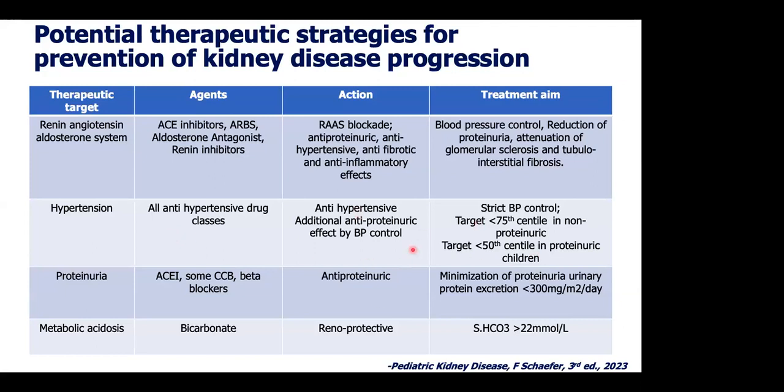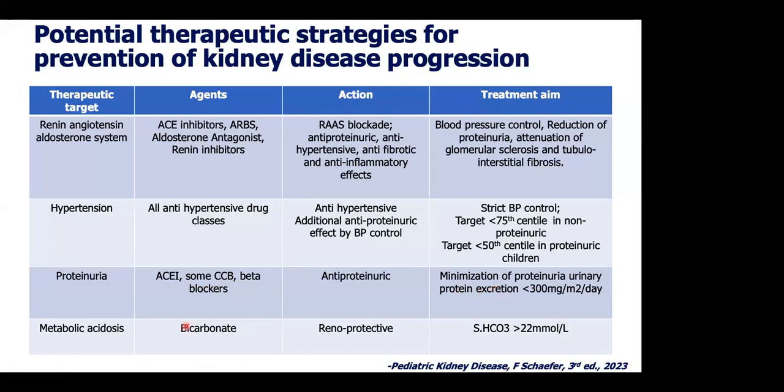The targets for BP control in chronic kidney disease: for those who are non-proteinuric, the target would be less than 75th centile. Those who are proteinuric, it is better to control much more strictly, that is less than 50th centile. Other antihypertensives, that is calcium channel blockers and beta blockers, would also help in reduction of proteinuria. The target would be to decrease it to less than 300 mg per meter square per day.